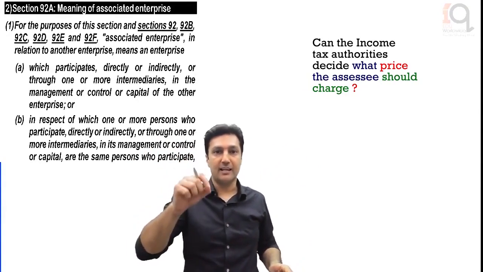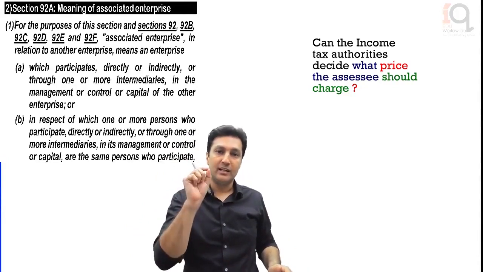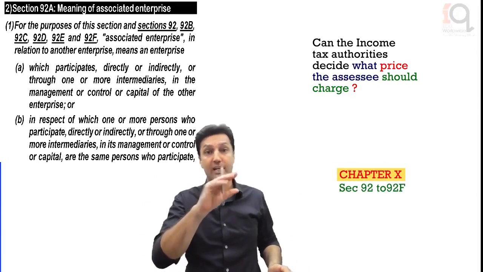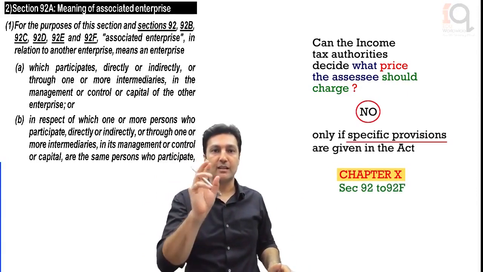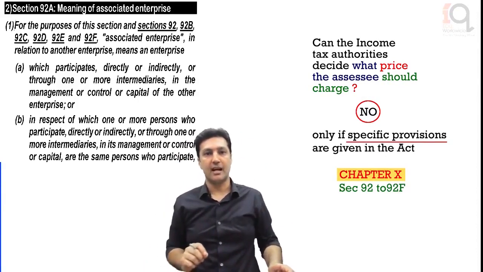So this absolutely must be understood, that the only case in which the AO can interfere to apply the provisions of the arm's length price to compute a profit is once there are associated enterprises and of course there is an international transaction.